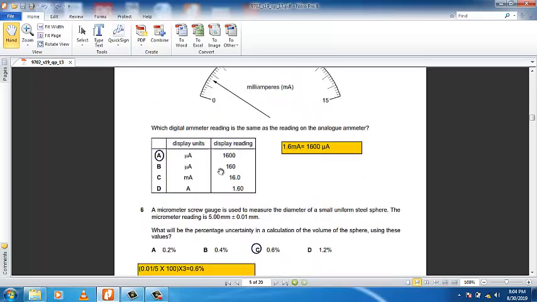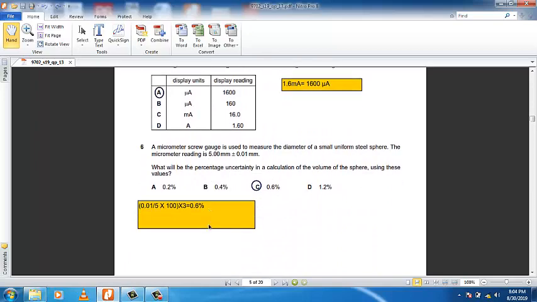Question number 6. A micrometer screw gauge is used to determine the diameter of a small uniform steel sphere. The micrometer reading is 5 mm plus minus 0.01 mm. What will be the percentage uncertainty in the calculation of the volume of the sphere using these values? You know the uncertainty, that's 0.01. You know the actual value, that's 5.